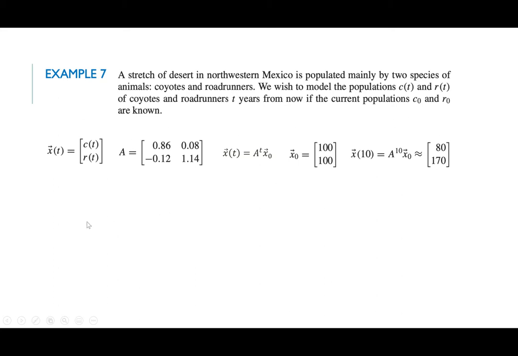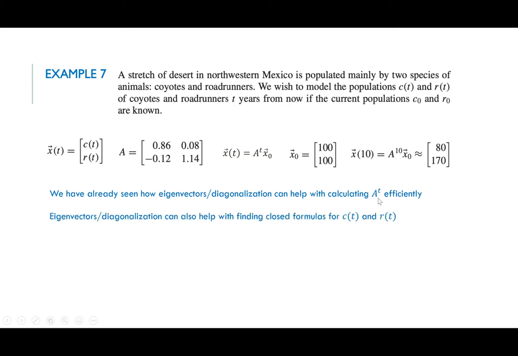So, okay. Now, we saw in the last video how eigenvectors and diagonalization can help with calculating powers of a matrix efficiently. We're also going to see how eigenvectors and diagonalization can help with finding closed formulas for C of t and R of t here. You might be thinking, wait, I've got a closed formula here. x of t is just A to the t x0.